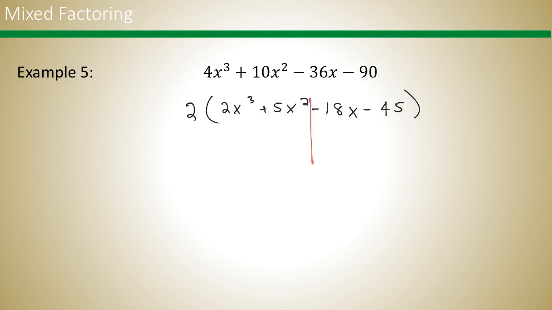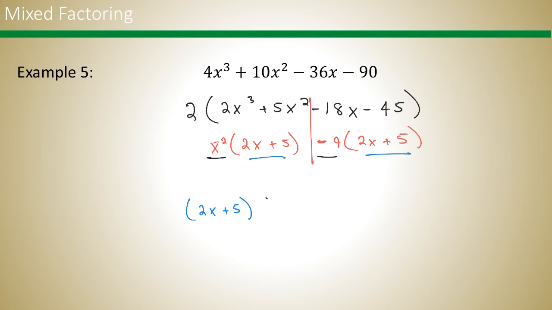Okay, so this first group, they both have x squared, and that leaves us with 2x plus 5. The second group, pull off the negative. They can both be divided by 9, and that leaves us with 2x plus 5. Okay, so our common factor is 2x plus 5. And then our leftovers is x squared minus 9.